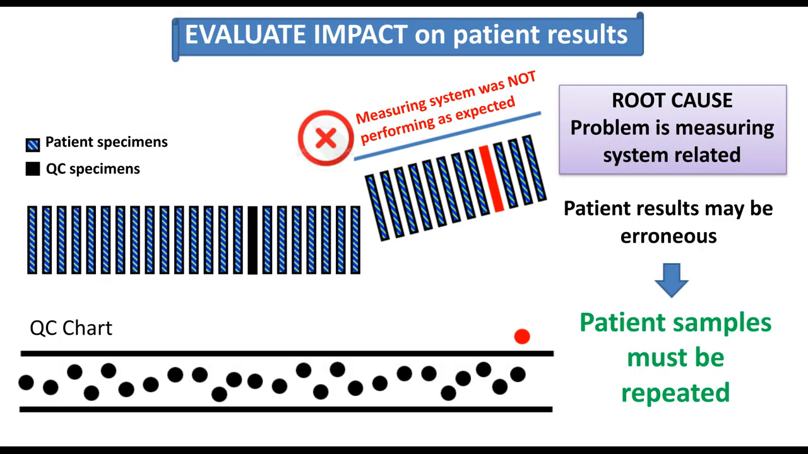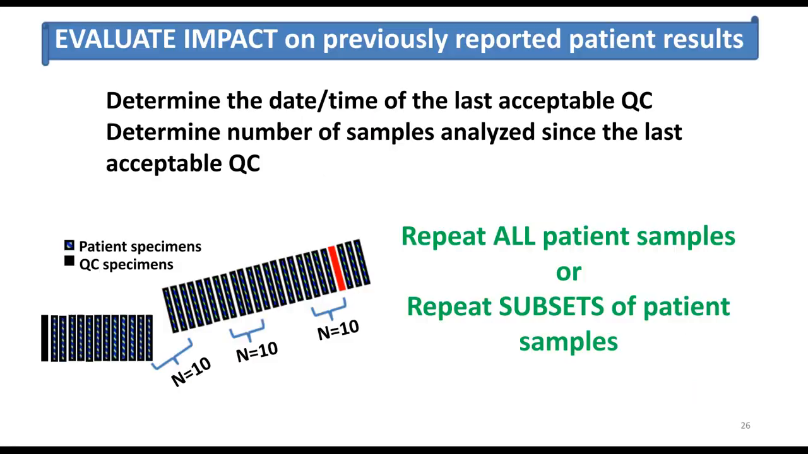The root cause of our glucose QC failure was a leaking pump seal. Because the analytical measurement system was not performing as expected, and we don't know when the problem started, we need to repeat previously analyzed patient samples. One approach is to repeat all patient samples between the time that the QC failure was detected and the time of the last acceptable QC, when we know the analytical measuring system was performing as expected. However, if your laboratory is a high-volume lab, this could be thousands of samples that would need to be repeated.